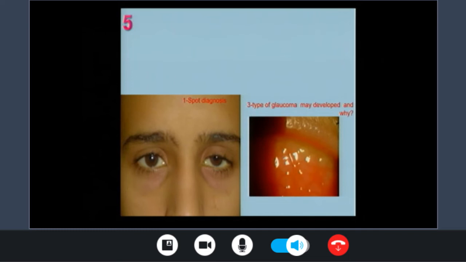Number 2 here, sorry, it is written 3. What type of glaucoma may develop in this patient? Look at this picture, what type of glaucoma may develop in this patient and what is the cause of glaucoma? So number one, spot diagnosis. What is the diagnosis here? Very easy. Number two, according to this slide, what type of glaucoma may this patient develop and what is the cause of glaucoma in this patient?